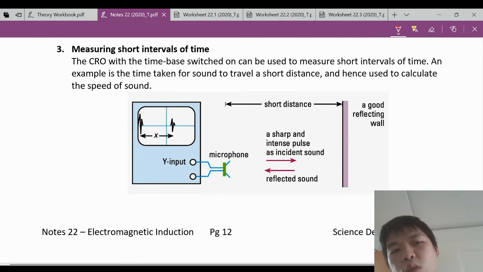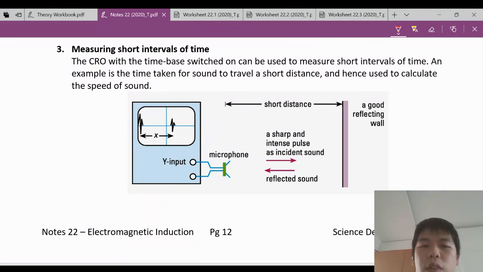Next, you can use it to measure short intervals of time. So sometimes, let's say you send a sound, the sound will come back, a microphone will receive it, and it will convert into an electrical signal. There'll be a voltage pulse. When you send out there's a voltage pulse, when the sound comes back, there's a voltage pulse. In between, you know what the time is because it takes time for the cathode ray scope to spike again and come back down to its original position.